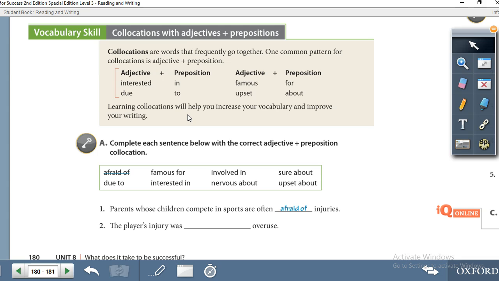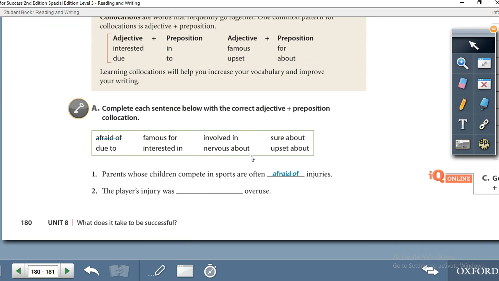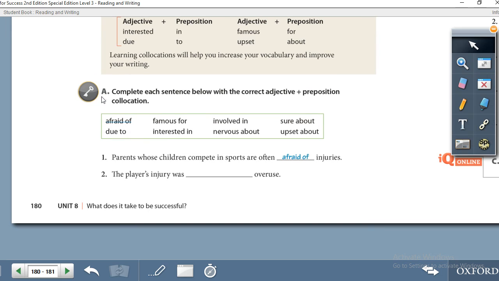Learning collocations will help you increase your vocabulary and improve your writing. So learning collocations is very important. It will improve your vocabulary and improve your writing, and even to some extent it will also improve your speaking ability. So below that, exercise A, complete each sentence below with the correct adjective plus preposition collocation. So you are going to look at these collocation plus adjective options that they give you.